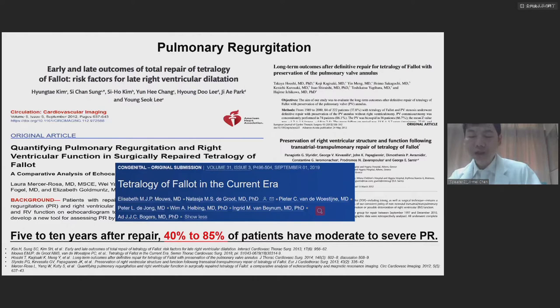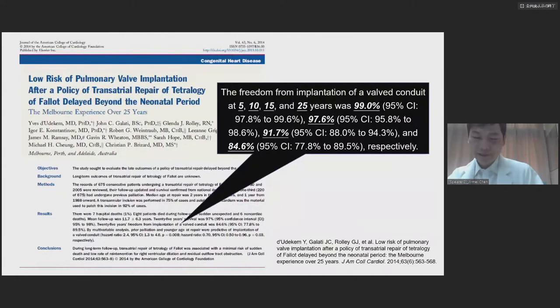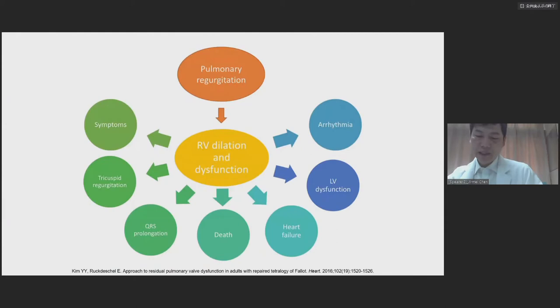On the other hand, the transatrial pathway seems to have a better result. Pulmonary regurgitation may cause right ventricular dilation and dysfunction, resulting in tricuspid regurgitation, QRS duration prolongation, heart failure, left ventricular dysfunction, arrhythmia, and, worst of all, sudden death.